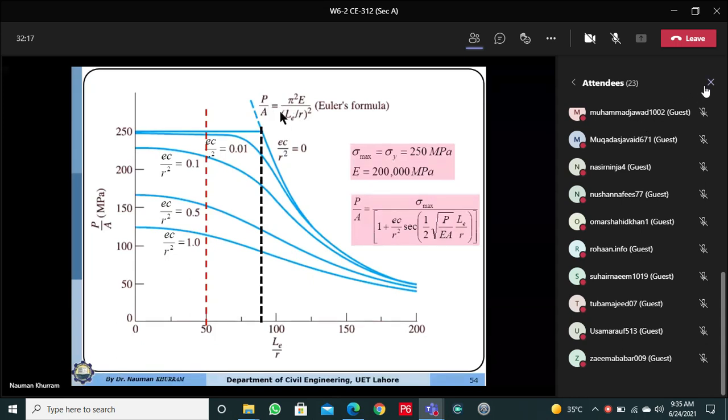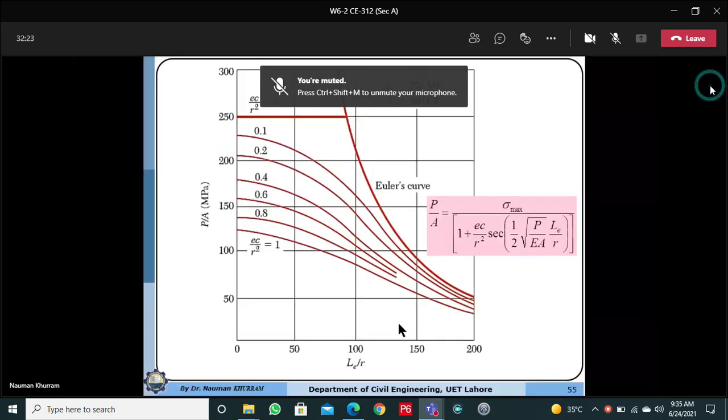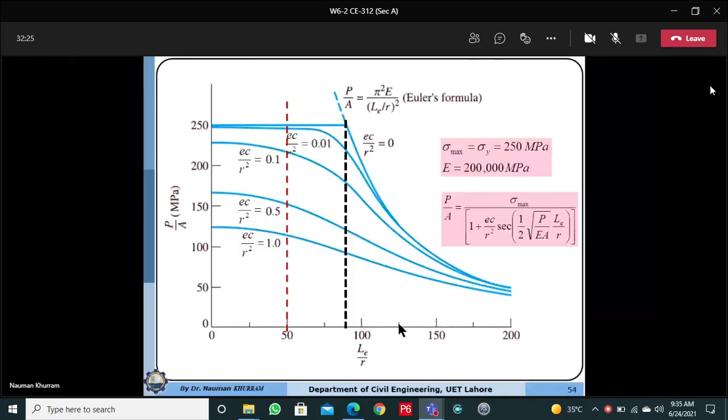So if you substitute any slenderness ratio value from 100 to 200, you can determine the corresponding critical stresses. And if the slenderness ratio is less than 100, for example, here the value is around 90, the column will be a short column. So it will always fail at a stress value equal to the yield value.